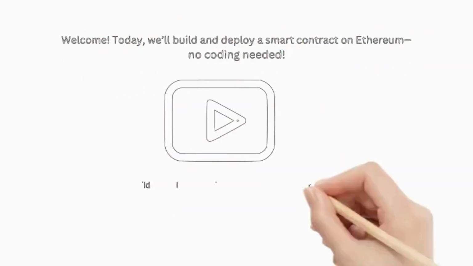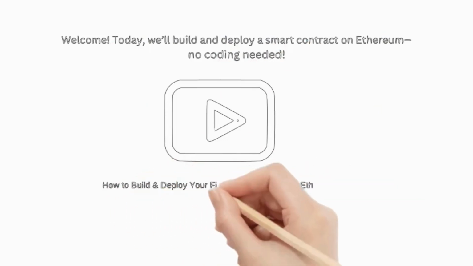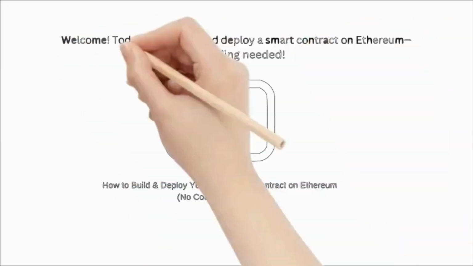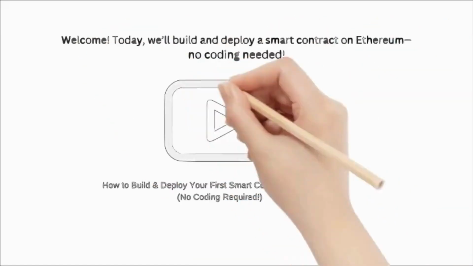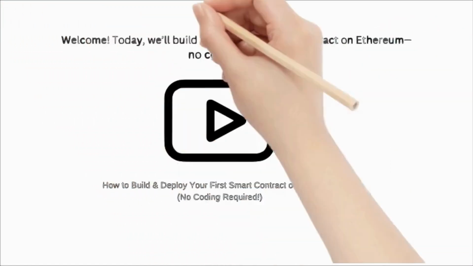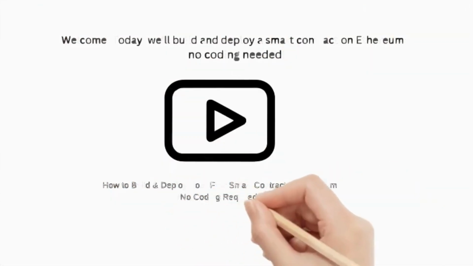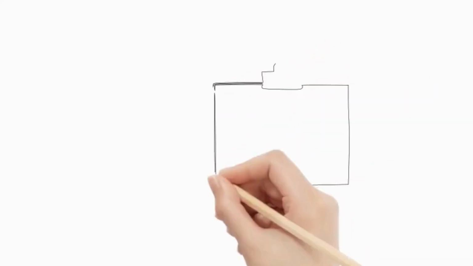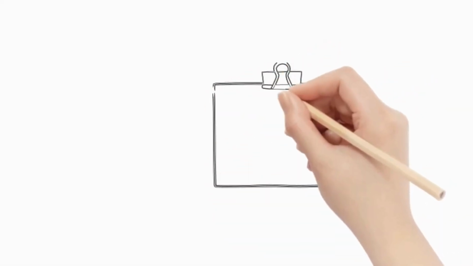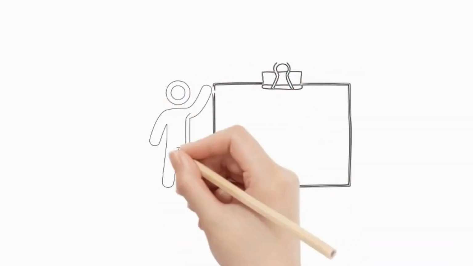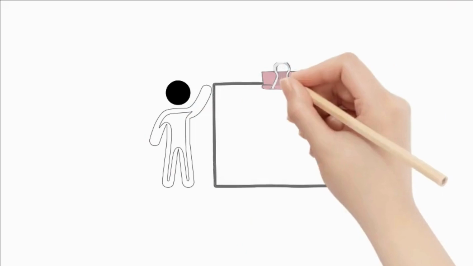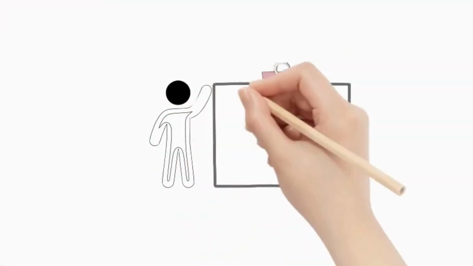Today, we're diving into something super exciting: how to build and deploy your very first smart contract on Ethereum. And guess what? You don't need to know a single line of code to do it. That's right, whether you're a complete beginner or just curious about blockchain, this video is for you. By the end of this tutorial, you'll have your own smart contract live on the Ethereum blockchain. How cool is that? So, grab a snack, get comfy, and let's get started.